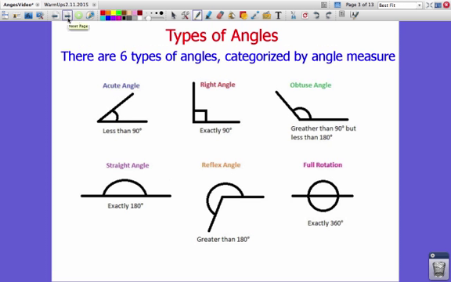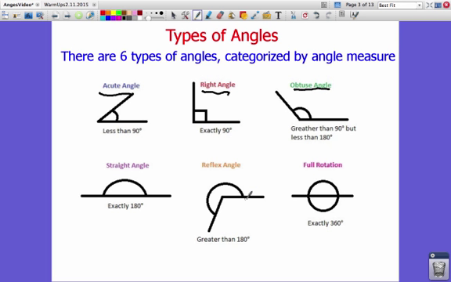So there's 6 different types of angles, and they're all categorized by their angle measure, meaning how big is the angle. So we have the acute angles, and acute angles are angles that are less than 90 degrees. Right angles, which have a measure of exactly 90 degrees. Obtuse angles, which are greater than 90 but less than 180 degrees. Straight angles, which are exactly 180 degrees.